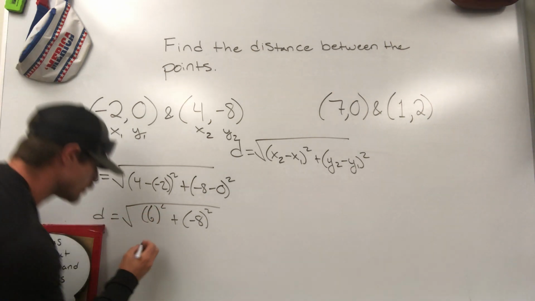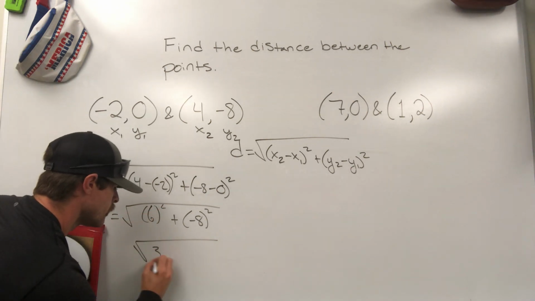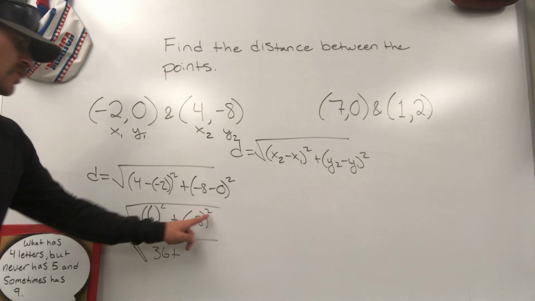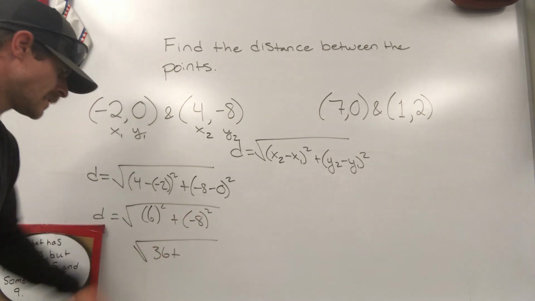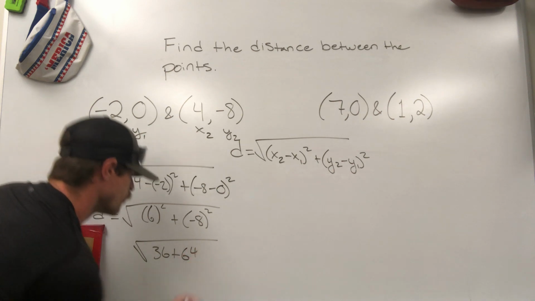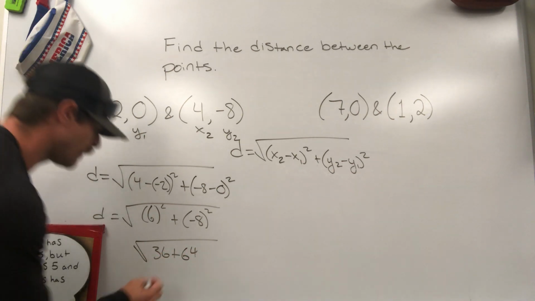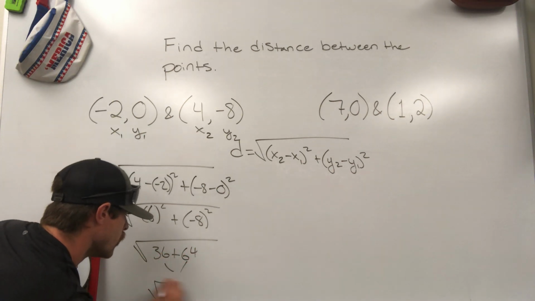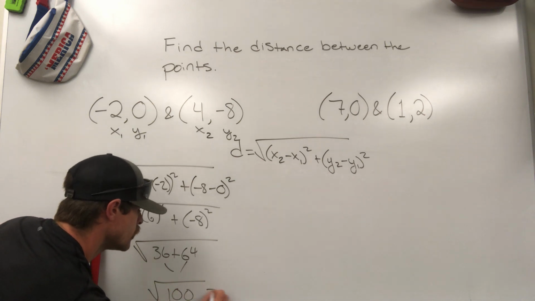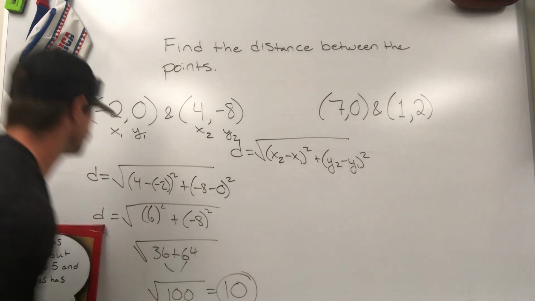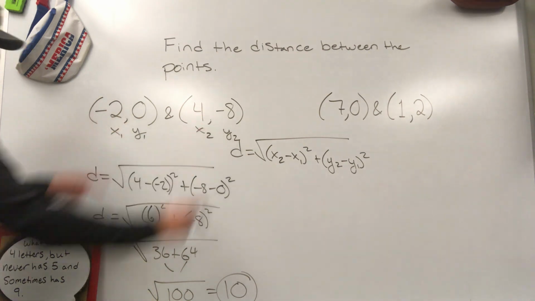6 squared, we all know, is 36, plus -8 squared. Remember, a negative times itself is going to come out as a positive, so you're going to get 64 there. 36 and 64 combine together to make 100, so the square root of 100 is 10. Our distance between these 2 points would be 10.